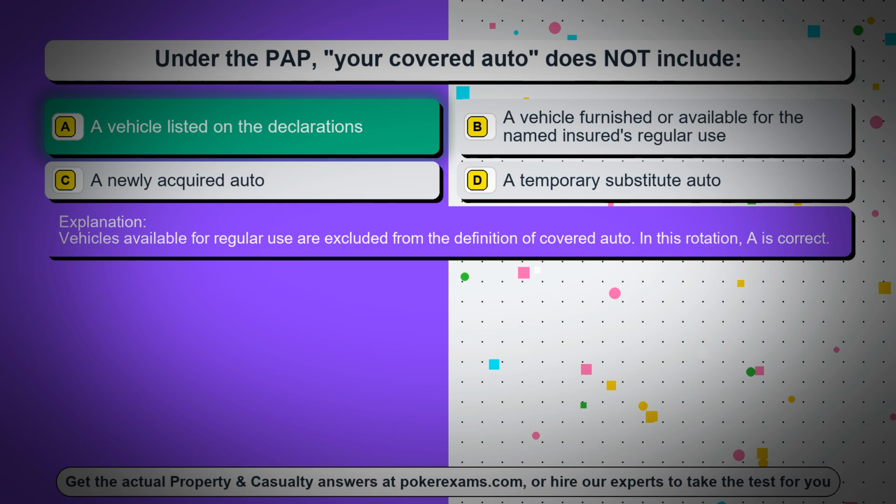Vehicles available for regular use are excluded from the definition of covered auto. In this rotation, A is correct.